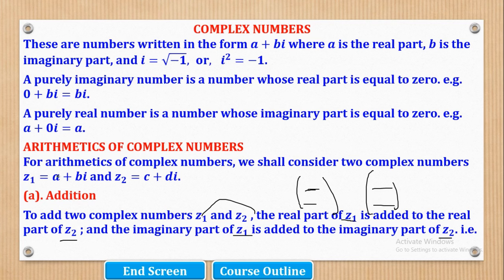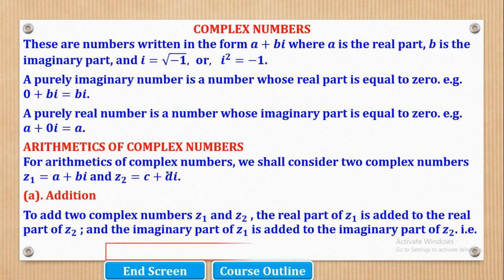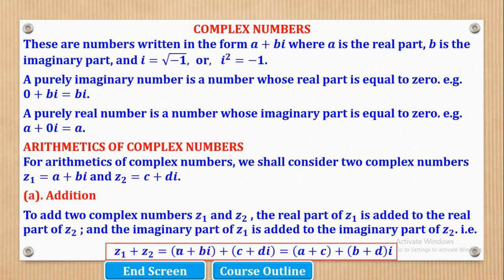So when I add, I'll get this added to this, and then also get this and add it to this. That's how you add two vectors. The outcome will be as follows: a plus c gives you the real part, and b plus d gives you the imaginary part. Don't forget the i, because it is what distinguishes the imaginary part from the real part.